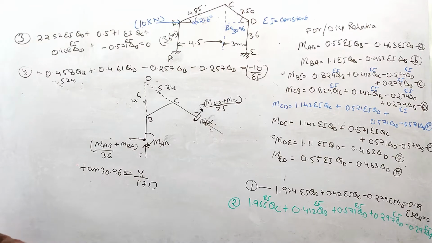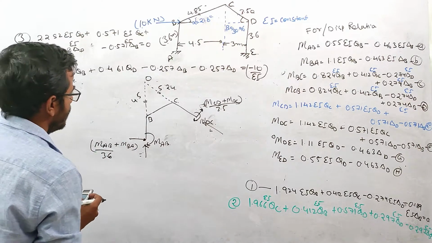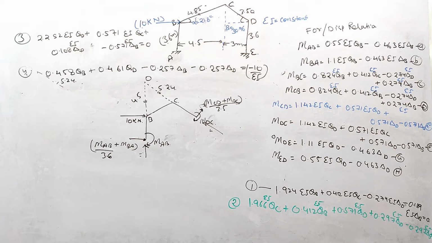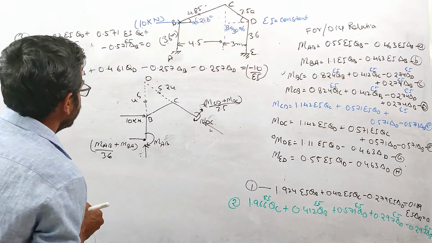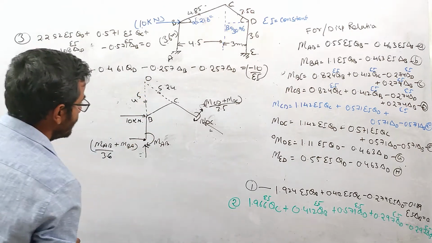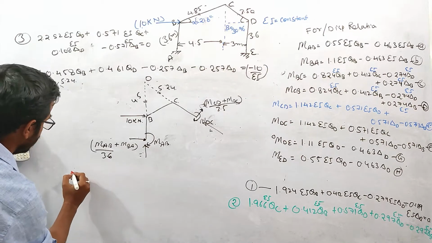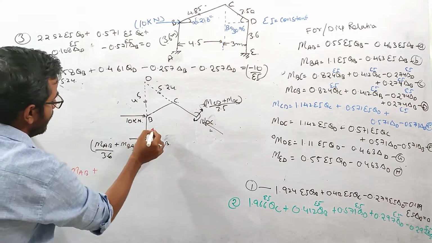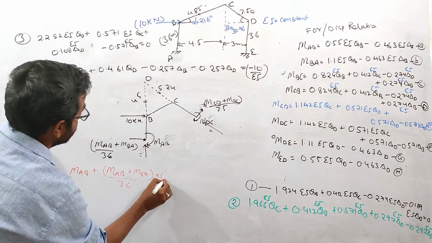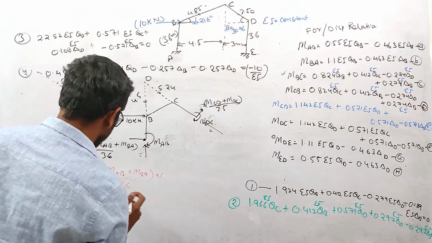So now I need to take moment about this point. Okay, and here one 10 kilonewton load is acting, right? So I can write, due at this point, the moment will be clockwise moment, I will take it positive, anti-clockwise moment I will take negative. So this will produce clockwise moment at O, so MAB plus this force will produce anti-clockwise moment. I need to write MAB plus MBA over 3.6 into, and this distance is basically 3.6 plus 4.5. This is 8.1.